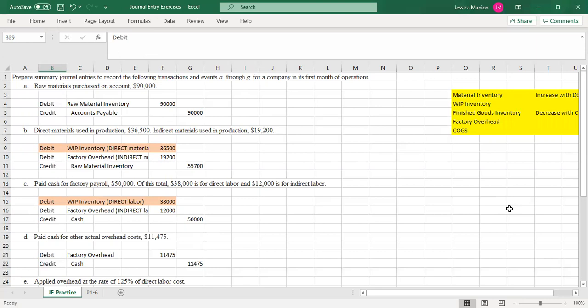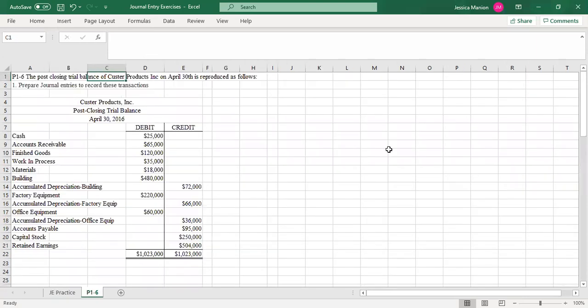The other 2 parts involve preparing the cost of goods manufactured schedule, the income statement, the balance sheet, which we just did on the previous recorded lecture. So again, on this recorded lecture, I'm just going to focus on those journal entries, right? Just part 1 and getting practice with the journal entry. So again, this is problem 1-6. It says the post-closing trial balance of Custer Products Inc. on April 30th is reproduced as follows. Prepare the journal entries to record these transactions.